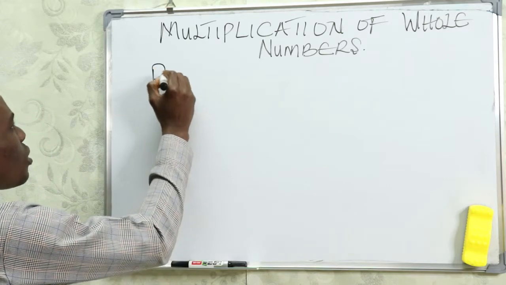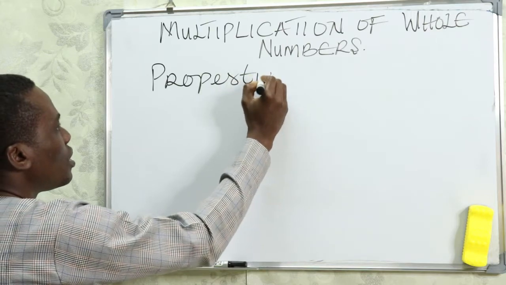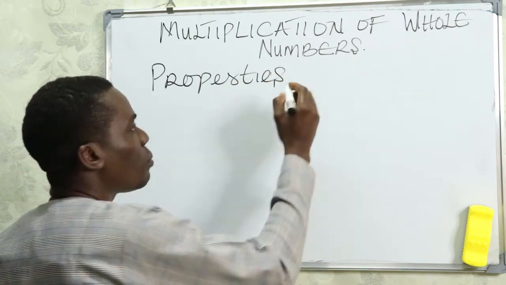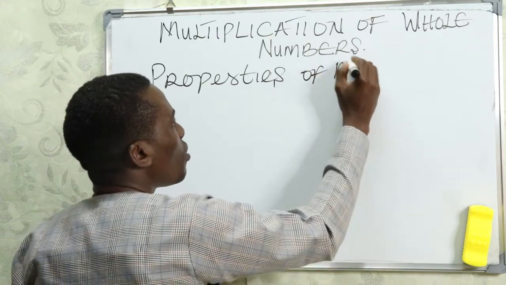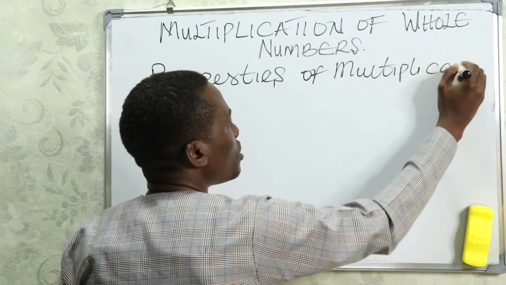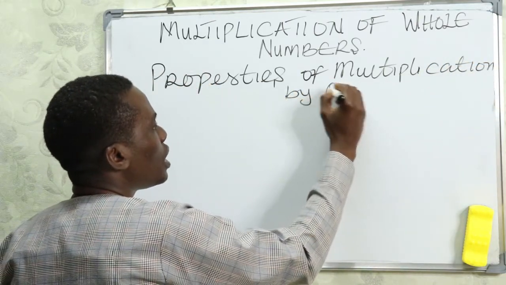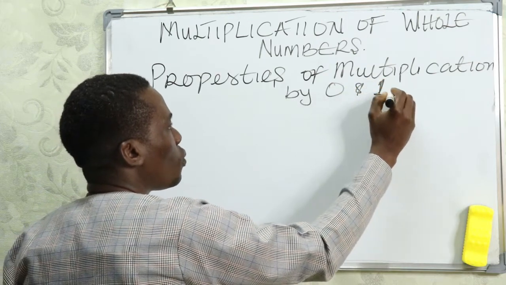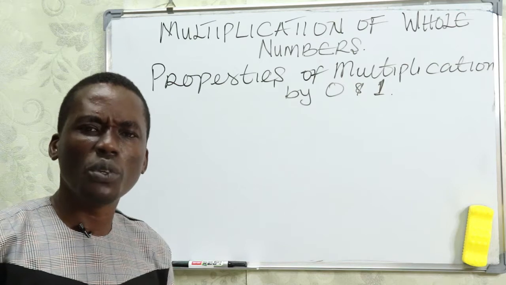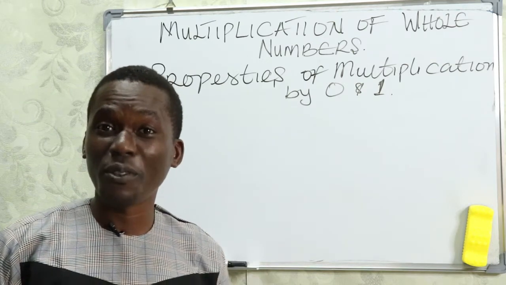So under this topic, we will look at the properties of multiplication by 0 and 1. Take note. So we're going to look at the first one. We're going to look at the multiplication by 0.